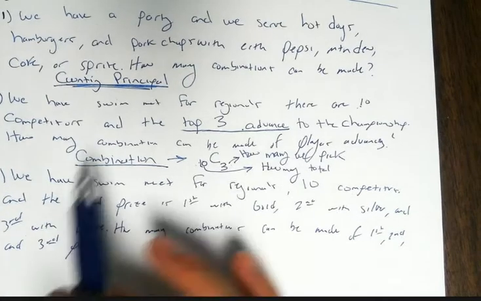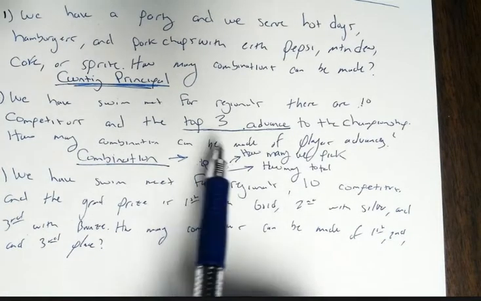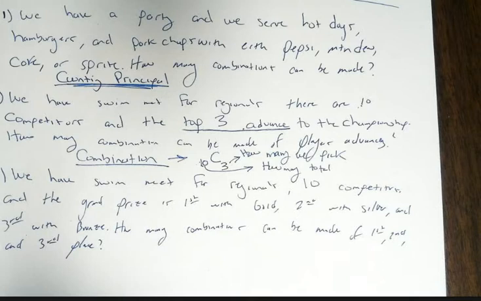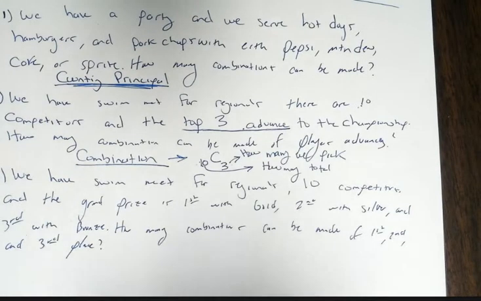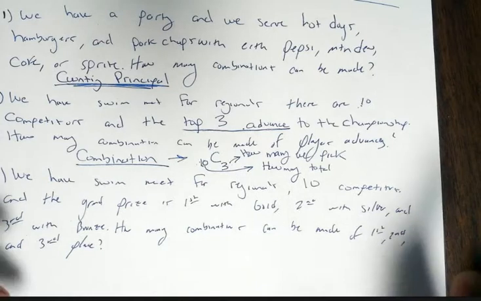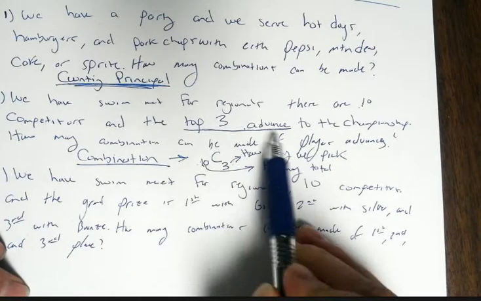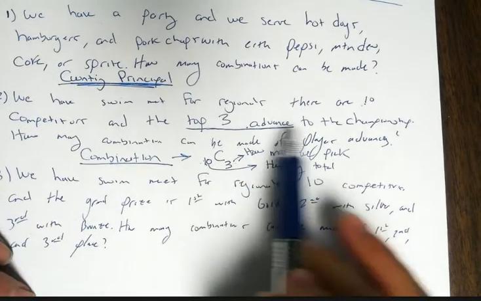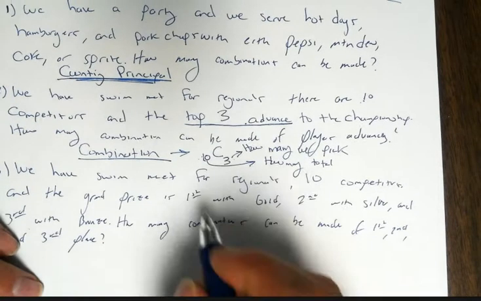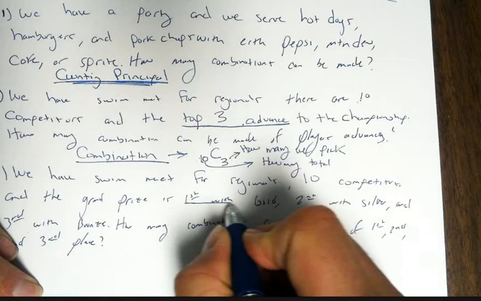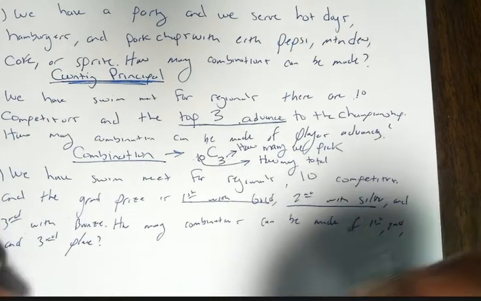Now, obviously, since we have figured out that the first one's a counting principle, the second one's a combination, the third one is probably going to be a permutation, but let's read through it to make sure. So remember, everybody advances if it's going to be a combination. No order there. But let's read this one. 10 competitors. Grand prize is first with gold, second with silver, third with bronze.